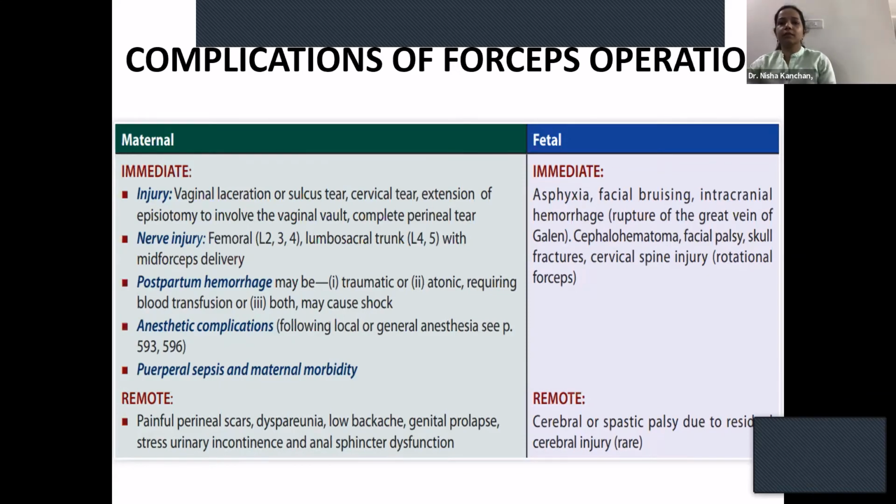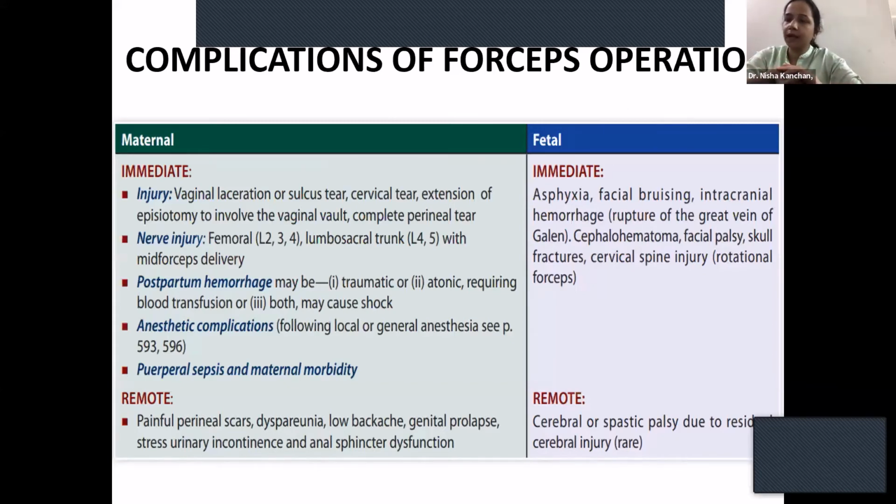Anesthetic complications when you're using any anesthesia. Puerperal sepsis. Remote or painful perineal scars, because the episiotomy is quite longer compared to this. It might not heal well. Dyspareunia, because there might be long tears in the vagina, and you would have used about 3 to 4 sutures to suture the vagina. So pain during coitus might be there. Low backache, that happens because of the pressure on the cervix, that in turn causes a pressure on the uterosacral ligament because of the pull.